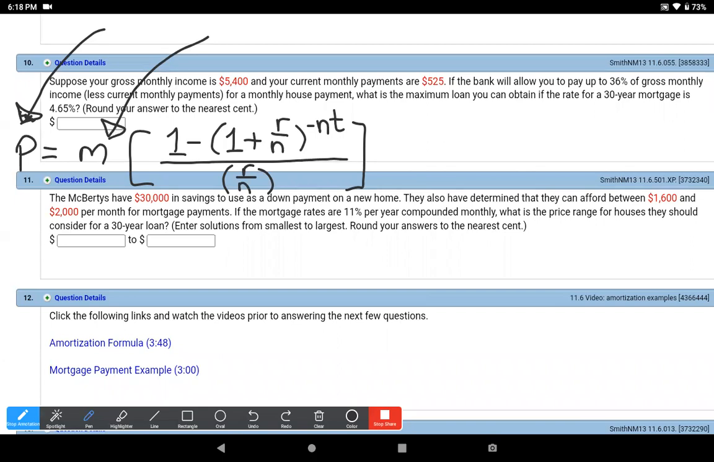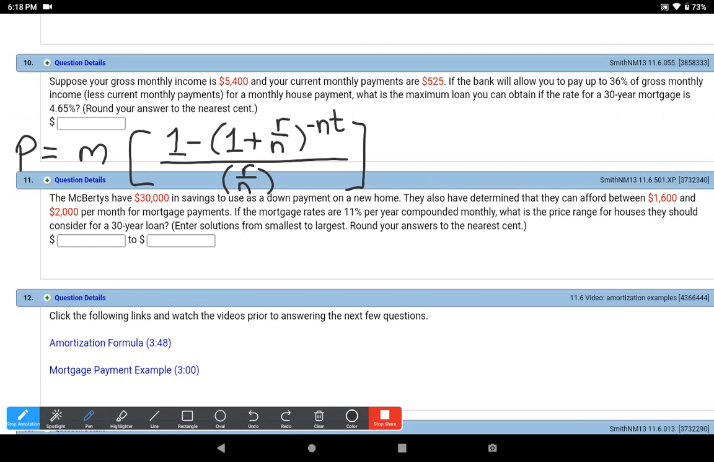right? So I don't have an eraser on this one, so I'm going to have to just backtrack. Suppose your gross monthly income is 5,400 and your current monthly payments are 525. If the bank allows you to pay up to 36% of gross monthly income less current monthly payments for a monthly house payment, what is the maximum loan you can obtain if the rate for a 30-year mortgage is 4.65%?